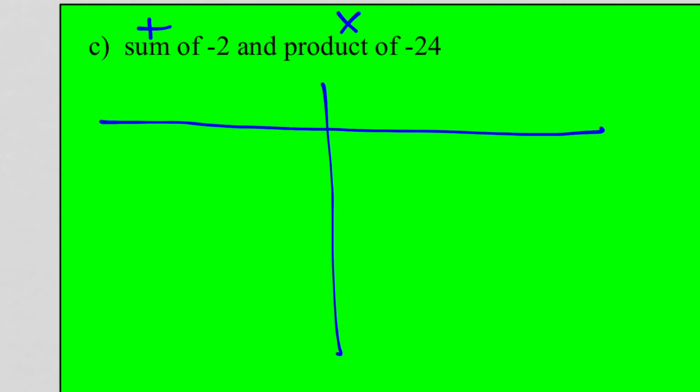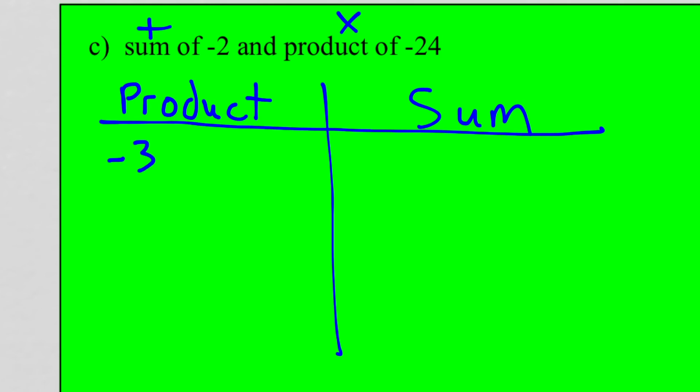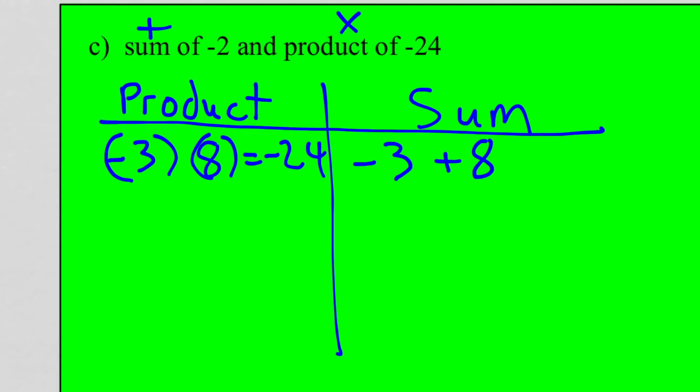Okay. Well, I'm going to start off with the wrong answer. I'm going to guess the product first. I'm going to say, okay, it's a negative product, so it's got to be a negative and a positive number. I'm going to say negative 3 times positive 8. Now I know that multiplies to negative 24. But they have to add to negative 2 as well. If I add up negative 3 plus 8, the signs are different, so I subtract. I have more positives, so the answer is positive 5. This works, but this does not.